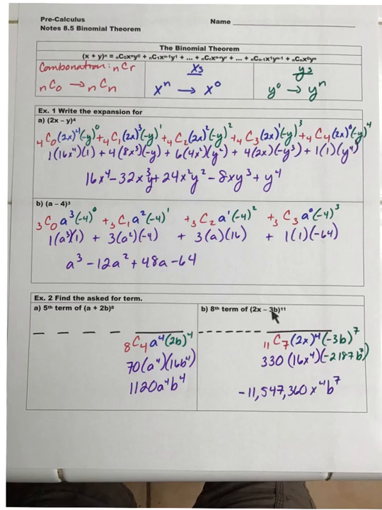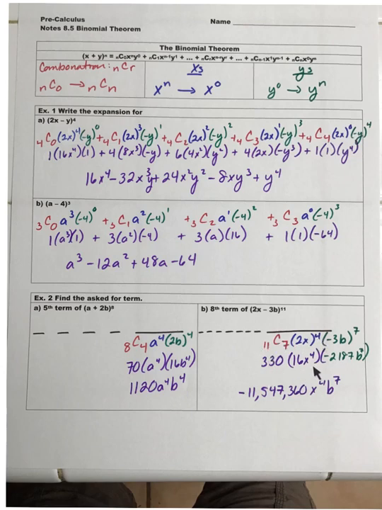Whatever's in the second position starts low and ends high. So negative 3b to the 0, to the first, to the second, to the third, to the fourth, to the fifth, to the sixth, to the seventh. So negative 3b to the seventh. Calculator time, this ends up equaling 330.